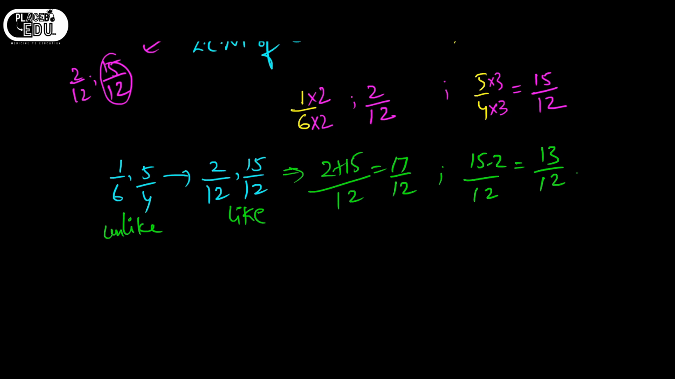What about the multiplication and division? I'm going to give you the multiplication. 1 by 6 into 5 by 4. Multiplication is very easy. We have to multiply the numerators and we have to multiply the denominators and write the answer. 5 ones are 5 and 6 fours are 24. Whether it is like fraction or unlike fraction, multiplication is same.